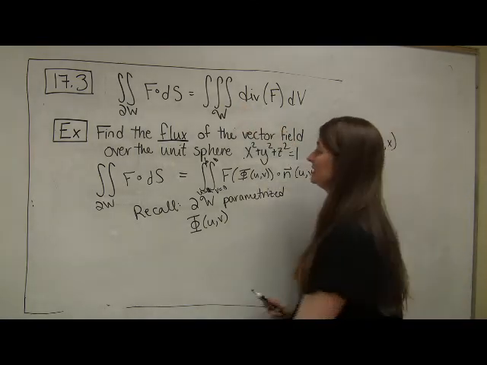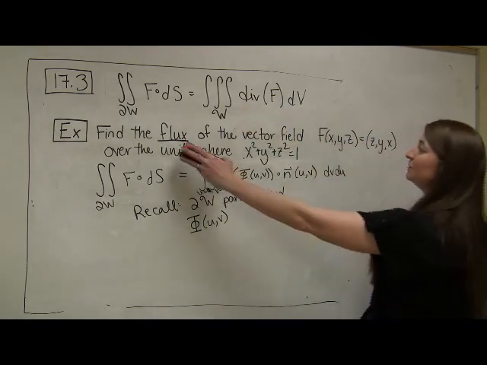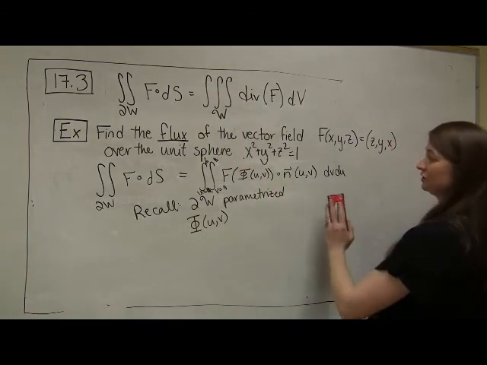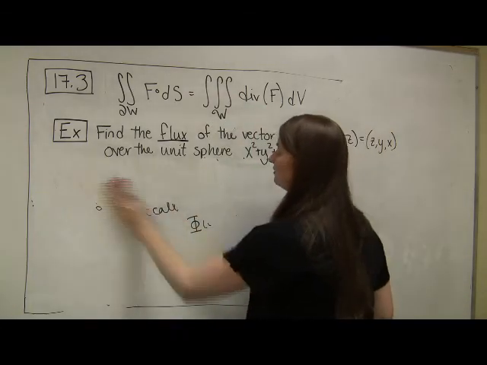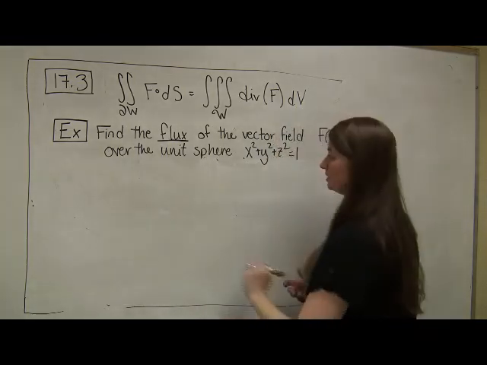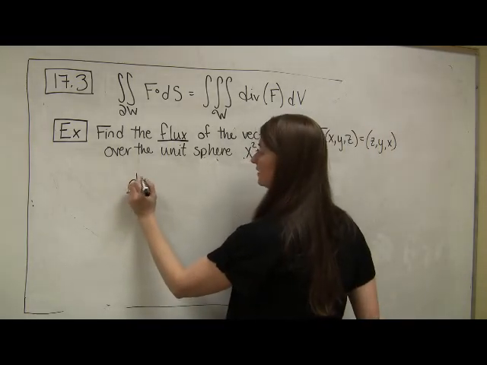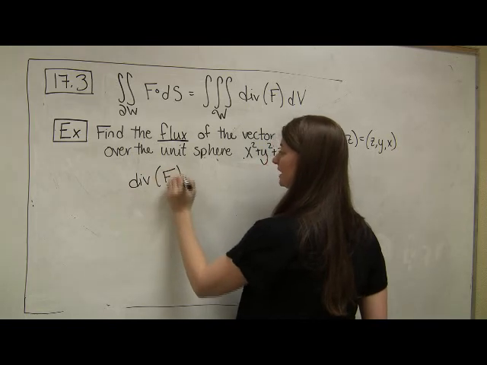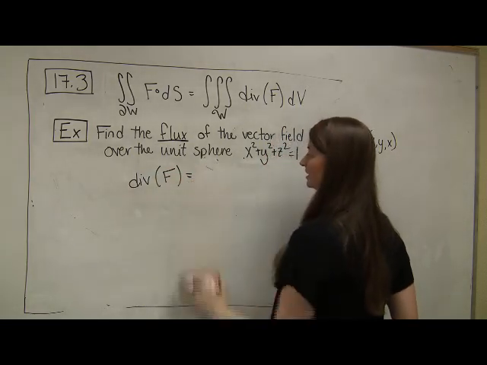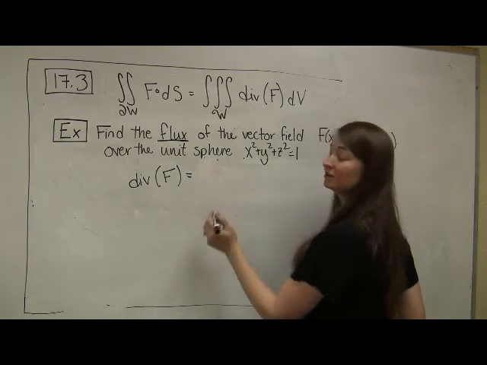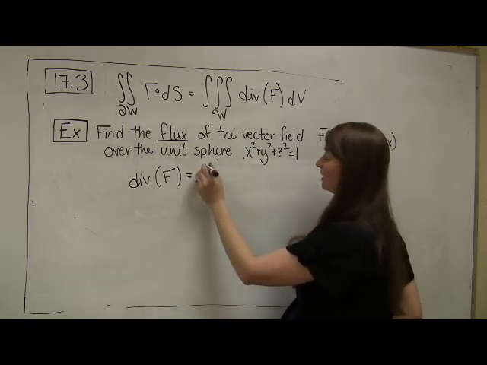So the second way is to say, I'm going to compute the flux by using the divergence theorem. So first for the divergence theorem, what do I need to compute? I need to compute the divergence of f. I made this example maybe overly simple. Recall that the divergence of f is not a vector. Look, I almost wrote a vector symbol.